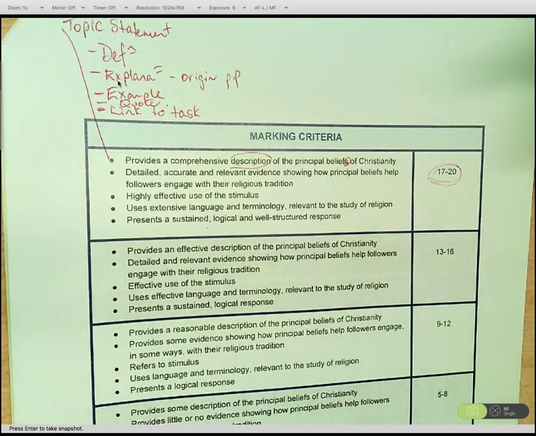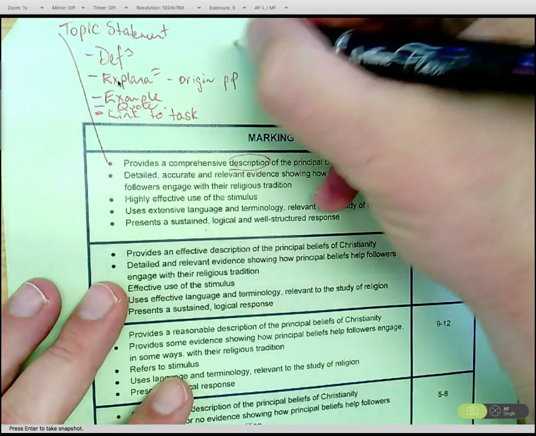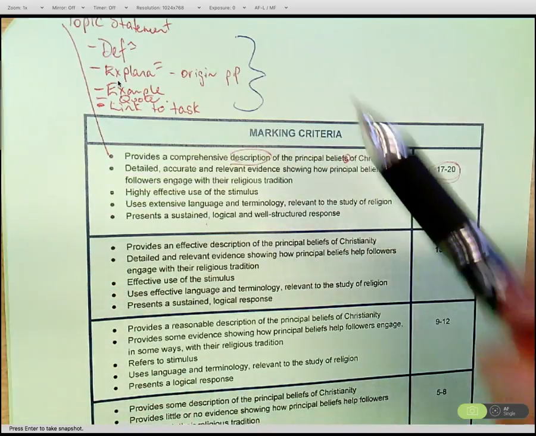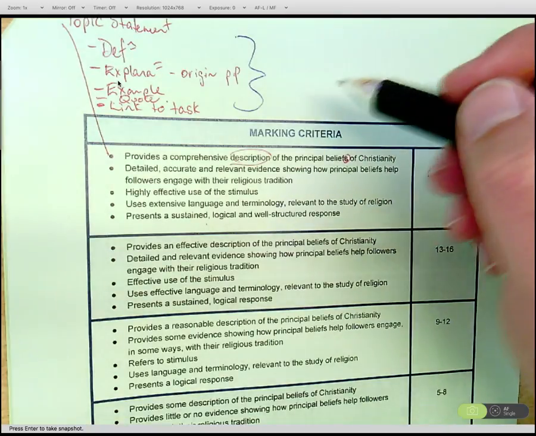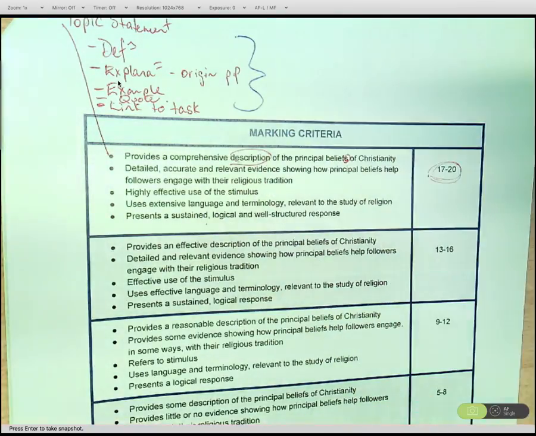The markers are going to be looking for us to integrate these. So when we're talking about the principal beliefs, with the definition, we'd use how that shows a relationship with Jesus Christ. So what we've done here for a sample paragraph, we're probably going to insert other stuff in there as well when we have the examples of it. All right, next thing.